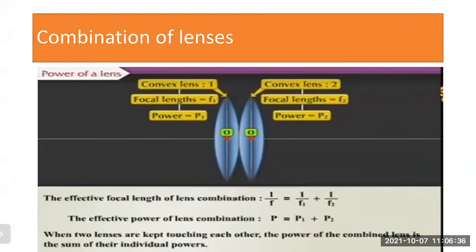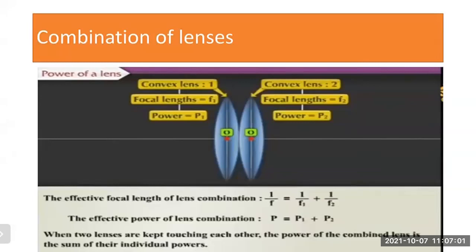So what will be that effective focal length of the combination? That is 1 upon f is equals to 1 upon f1 plus 1 upon f2. Got it? So what is the effective focal length? 1 upon f is equals to 1 upon f1 plus 1 upon f2. Got it?